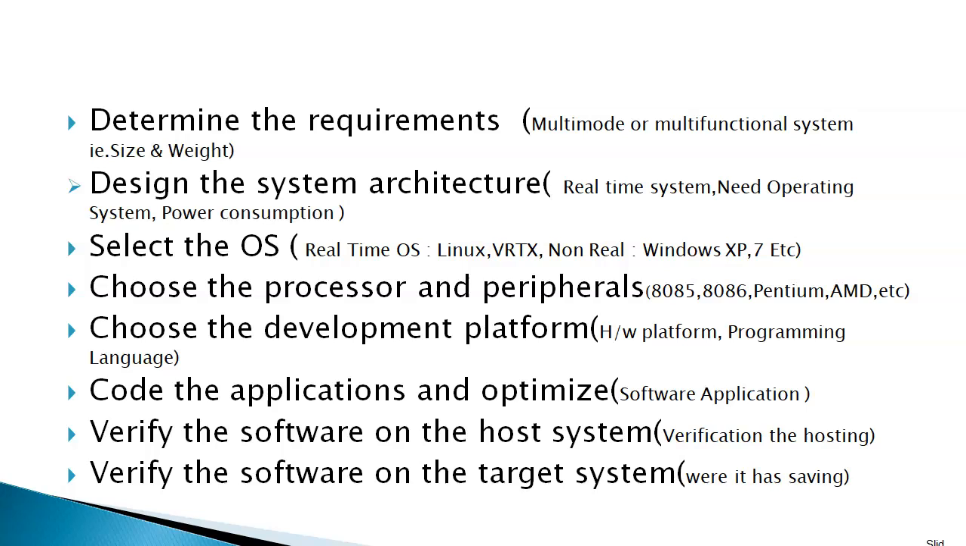Then it will go to choose the processor and peripheral. The processors are microcontrollers, that is 8085, ARM, Pentium, AMD, 80386, 80486 processors. Then it will go to the development platform, that is the hardware platform. It will choose programming languages like C, C++, Java, etc. Then it will code the application or optimize it, that is the software application. After that, it will go to the OS and verify the system. Then it will save and host the software.